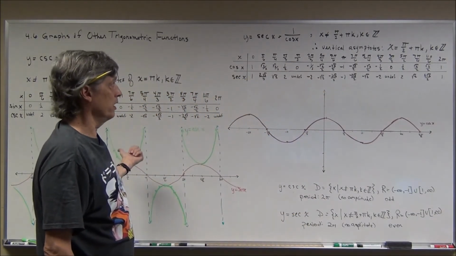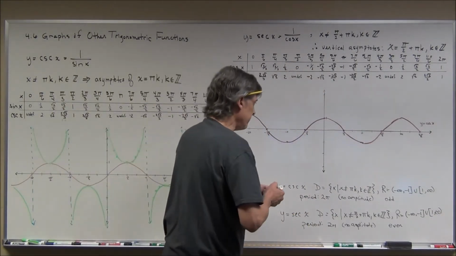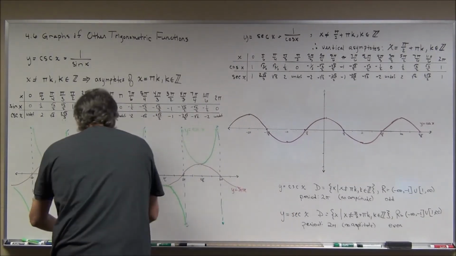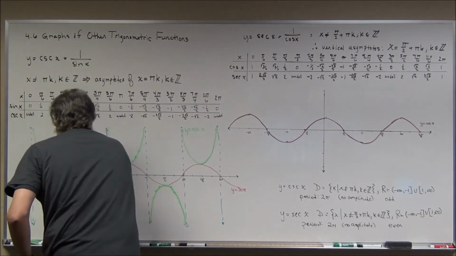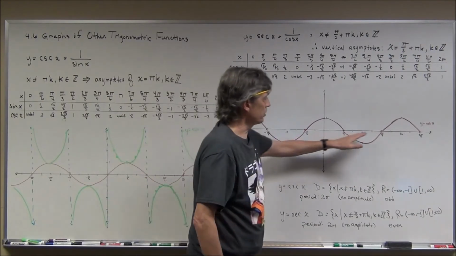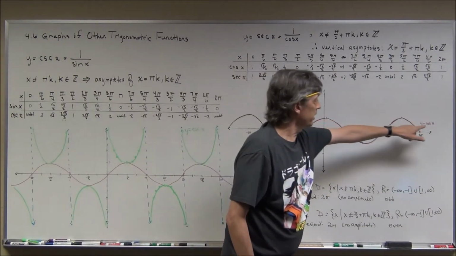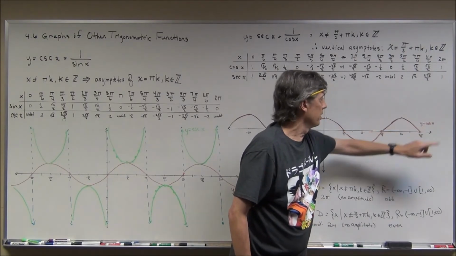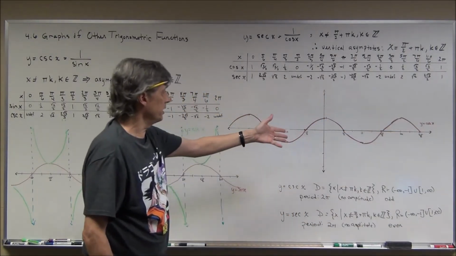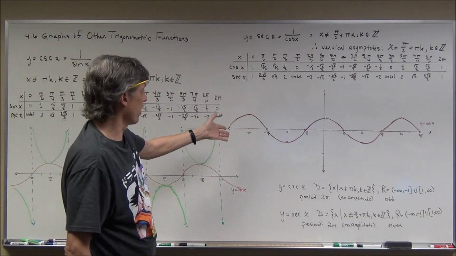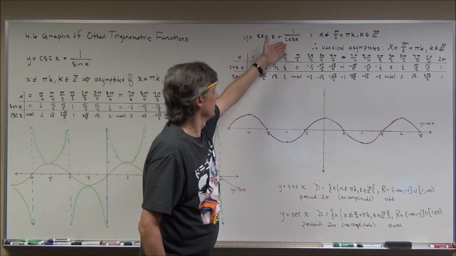Just like the guy over here, this guy is going to have some vertical asymptotes, and the vertical asymptotes are going to occur just like they did over here when your cosine graph, which I went ahead and did in purple here, is crossing the x-axis, because that's when the y value is 0, and that would give me a 0 in the denominator.